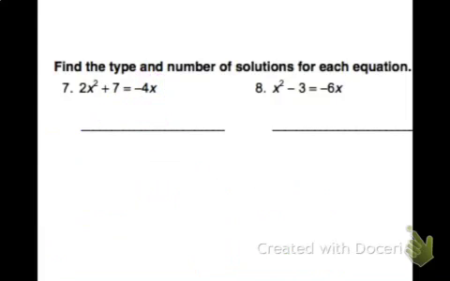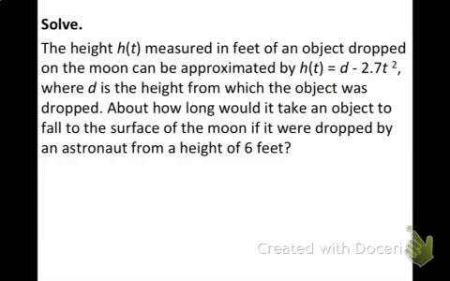For the next section, you have word problems. This is a different word problem, but hopefully it'll help you out on the one that you have. So this says that the height, h of t, notice it's written in function notation, the height h of t measured in feet of an object dropped on the moon can be approximated by the function h of t is equal to d minus 2.7 t squared, where d is the height from which the object was dropped.